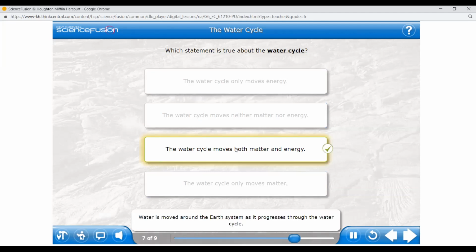That's right. That's correct. Water is moved around the Earth system as it progresses through the water cycle. I explained that energy is absorbed and energy is released. Energy is transported to different parts of the Earth system in the water cycle when water changes state. Energy can also be transported when, for example, a warm ocean current moves warm water to a cooler part of Earth.